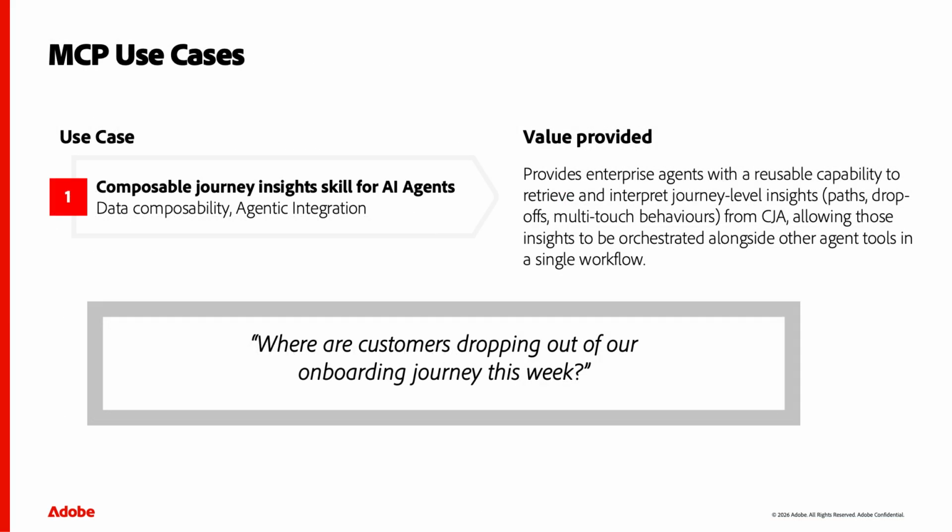Now that we covered the mechanics of the connection, let's talk use cases. First, you can use the remote MCP server to give your AI agents a reusable journey insight skill. Instead of hard-coding reports, the agent can pull real customer journey analytics paths, drop-offs, and multi-touch behaviors on demand, and blend them with other tools in a single workflow. That means teams can ask things like, where are customers dropping out of our onboarding journey this week, and get an answer powered by live CJA data.